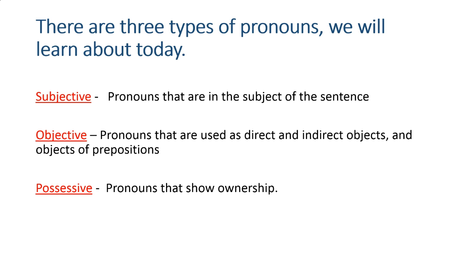Objective pronouns are pronouns that are used as direct and indirect objects and also objects of a preposition. It's all about him. Him is an object of a preposition. Him is an objective pronoun. And then lastly, you have possessive pronouns, pronouns that show ownership. That is mine. Mine is a possessive pronoun. It shows that it belongs to me.